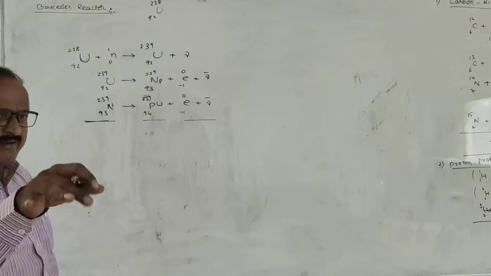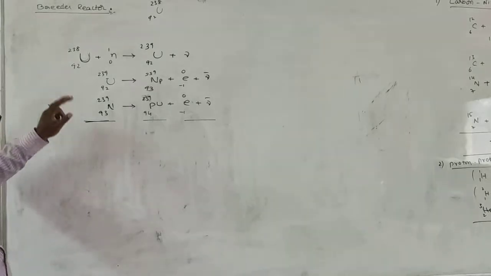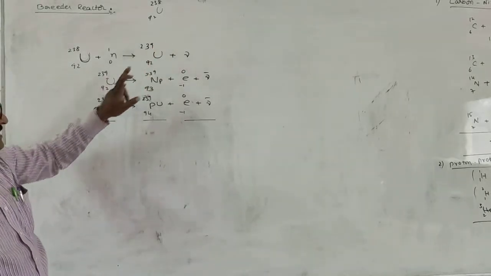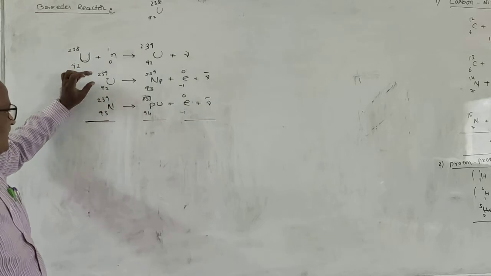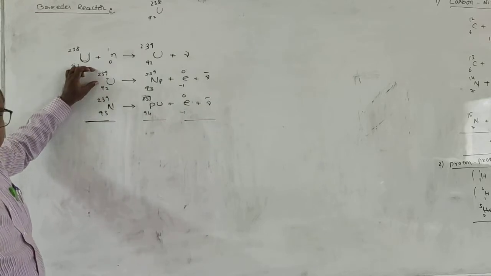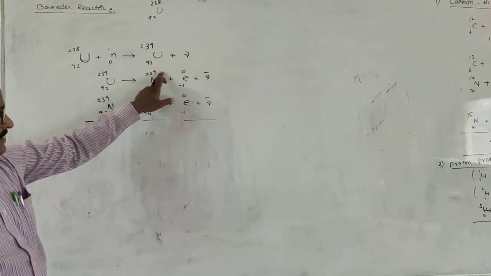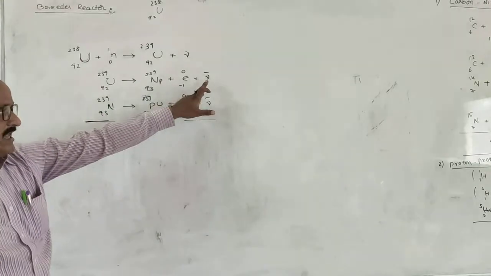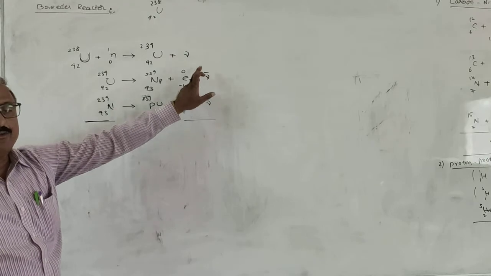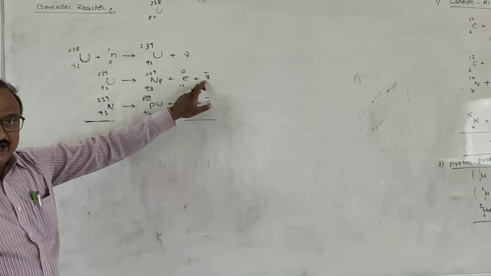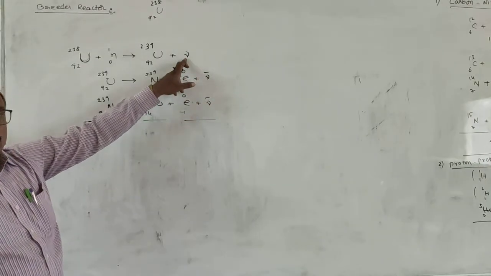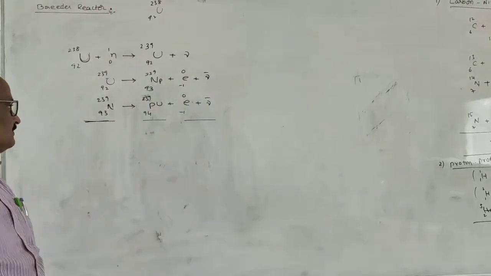It is one type of elementary particle. Next one, uranium-239 is comparable to uranium-238. It is very unstable. At any moment, it will convert into neptunium-239 and also emits one electron along with nu bar. Nu bar is known as the anti-neutrino. Nu is equal to neutrino, nu bar is equal to anti-neutrino.